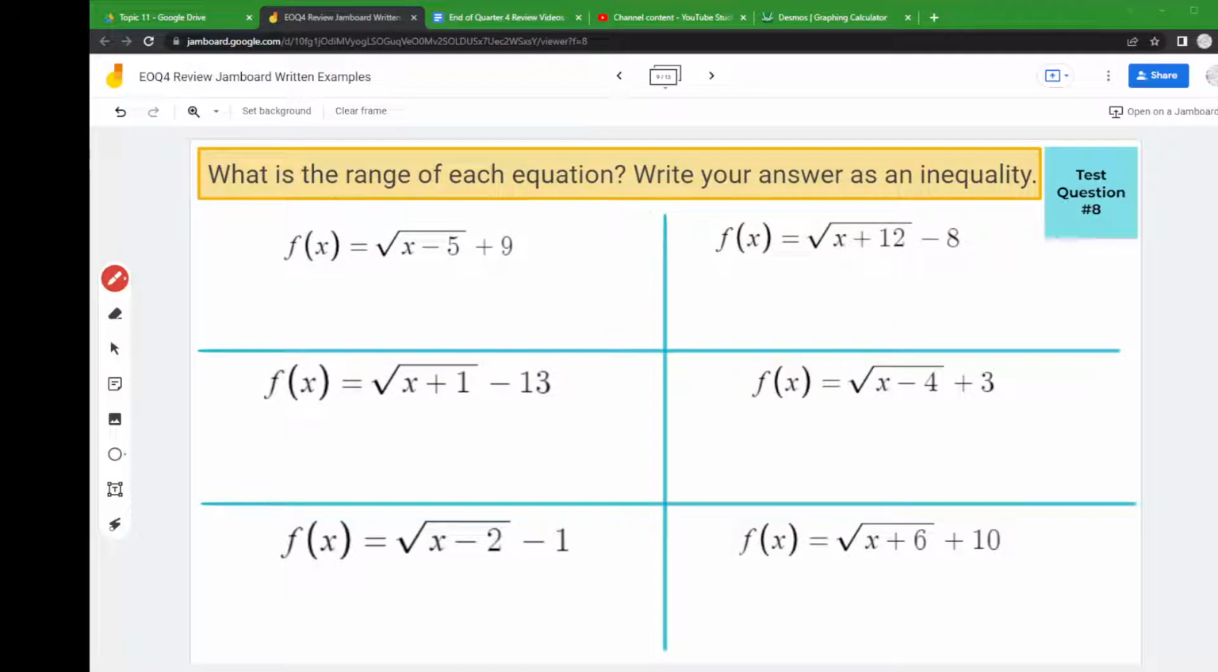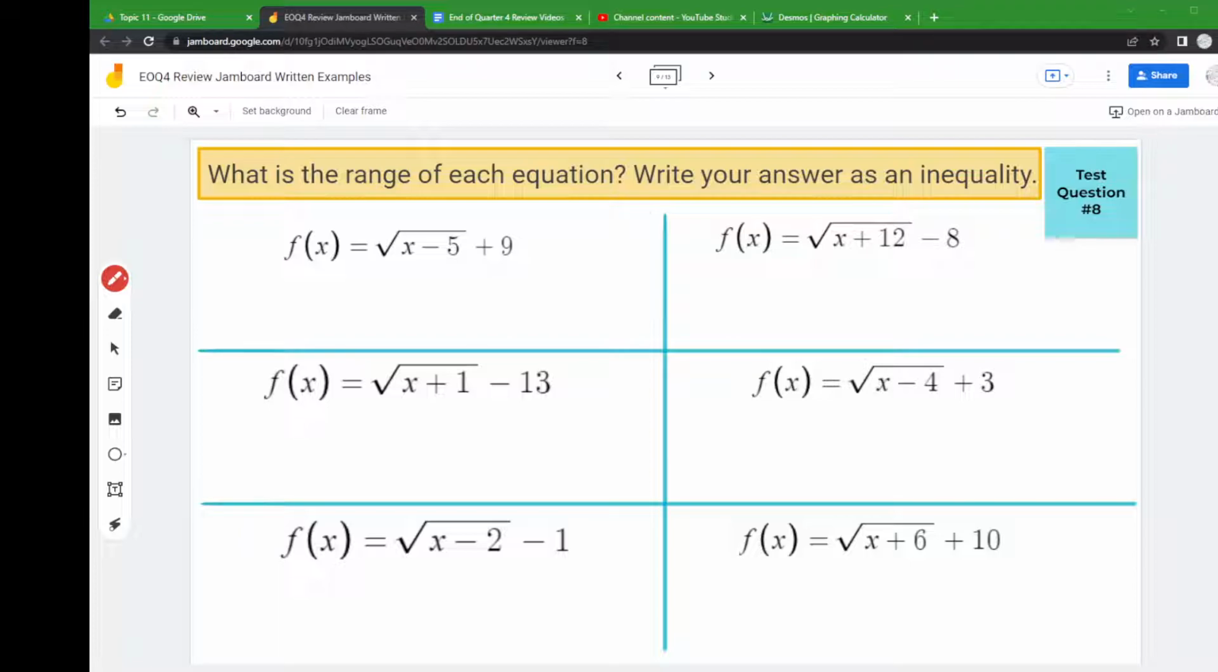This example asks you to find the range of each question. So remember, the range is the potential y values of each function. I'm actually going to use Desmos to help us do that a little bit, because I think it's easier to see it with the graph. But we're also going to talk about the transformations, because that's really what helps us to get there, okay?